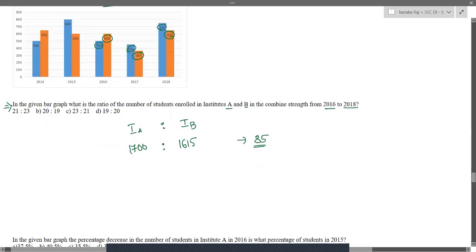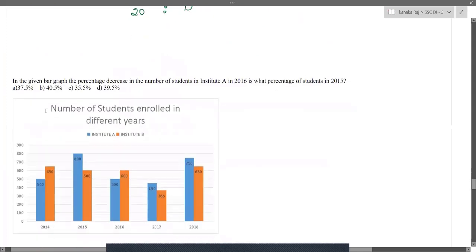Now check if both the terms are divisible by 85. 1700 is divisible by 85, yes. 85 two times is 170, so 1700 will be 20 times 85. If 1700 is divisible and the difference between 1615 and 1700 is 85, then 1615 will also be divisible by 85. So 85 times 19 gives me 1615. So what will be the ratio between these two? The ratio is 20 is to 19. So option B will be my final answer.